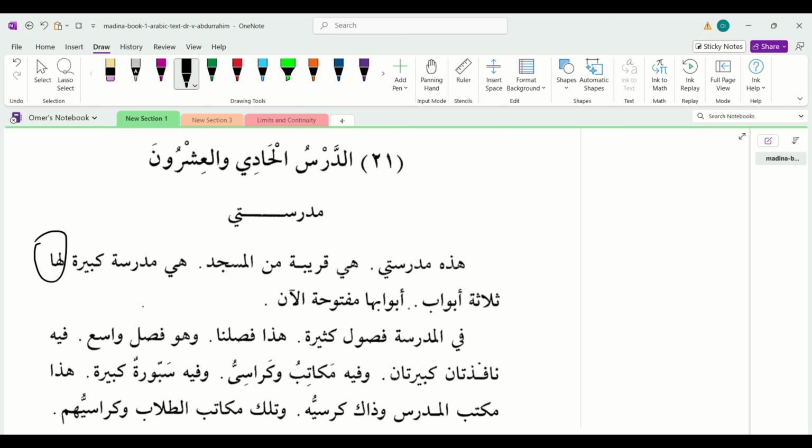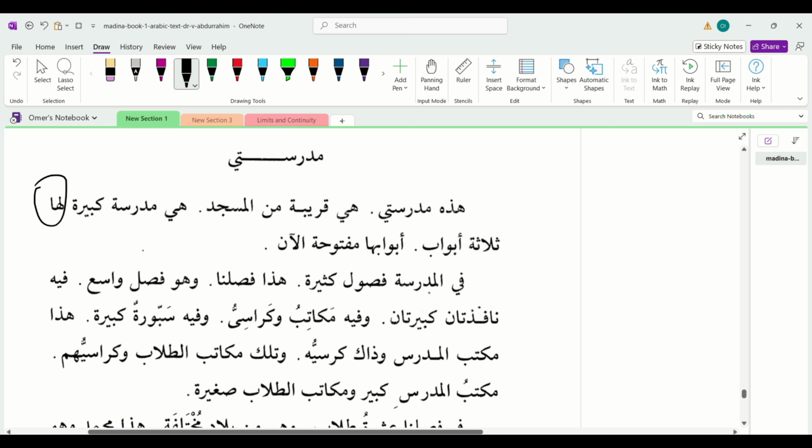هذا فصلنا. This is our class. وهو فصل واسع. And it is a wide and spacious class. فيه نافذتان كبيرتان. In it are 2 big windows. وفيه مكاتب وكراسي. And in it are desks and chairs. وفيه سبورة كبيرة. Let me check, I'm not sure. It's sabura, which basically means blackboard. فيه سبورة كبيرة. And it has a big blackboard.